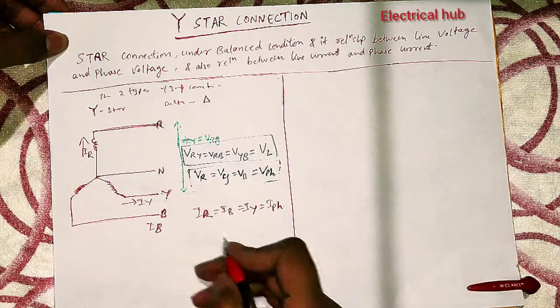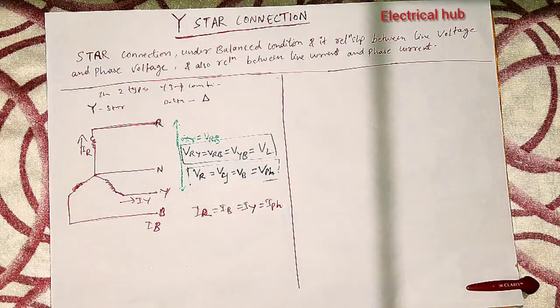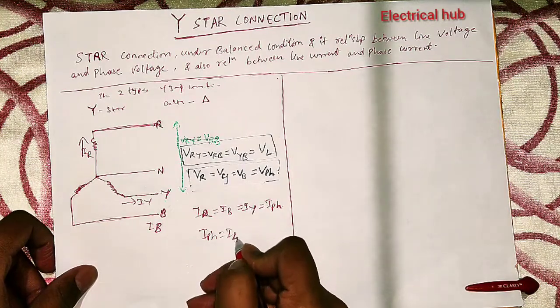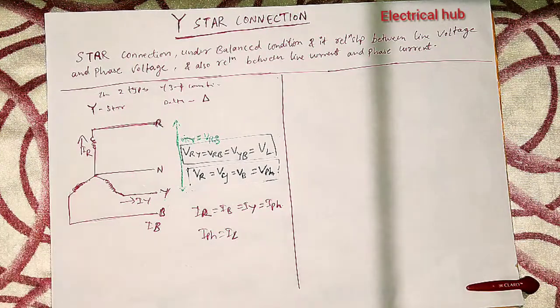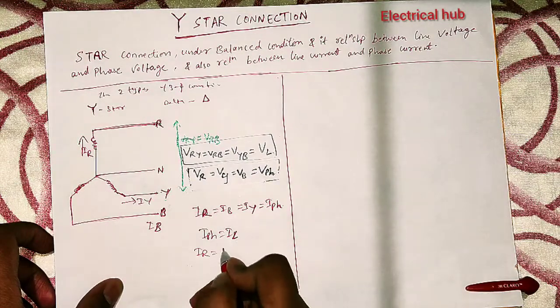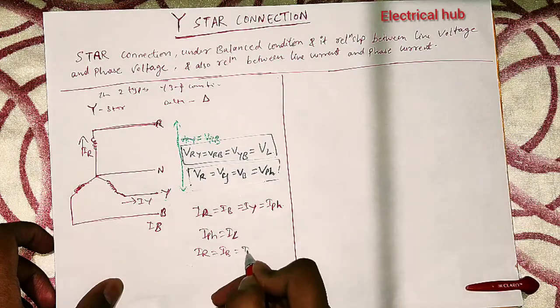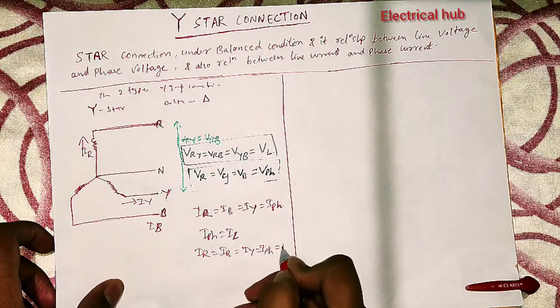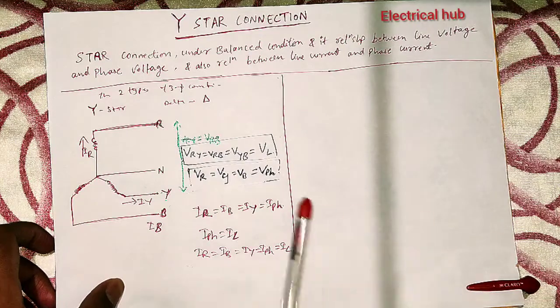And here there is one thing common in star connection, that IPH is equal to IL, which means the phase current is quite similar, or the magnitude of phase current is equal to the magnitude of line current, which is equal to IR equal to IB equal to IY, which is phase current. IPH is also equal to IL, but not in the case of voltage.